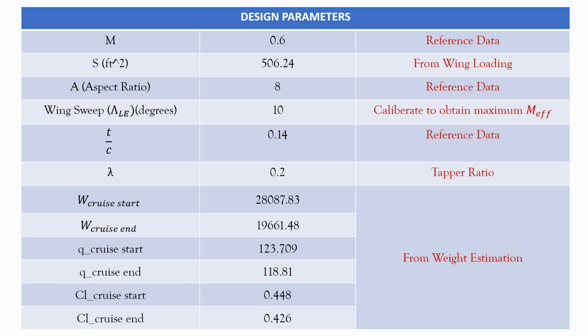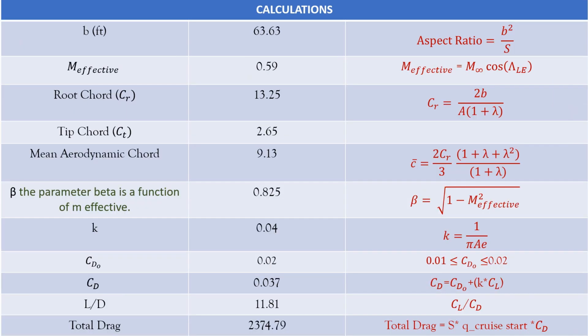So for any value that we have got, we need to make sure the NACA series encompasses the CL at cruise start and CL at cruise end data. Further calculations have been done with respect to the mentioned formulas. An important factor and very confusing parameter is M effective. How do we determine that?